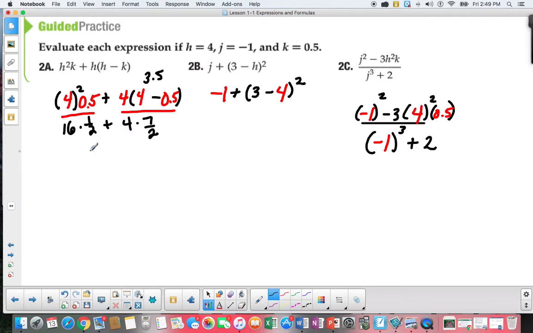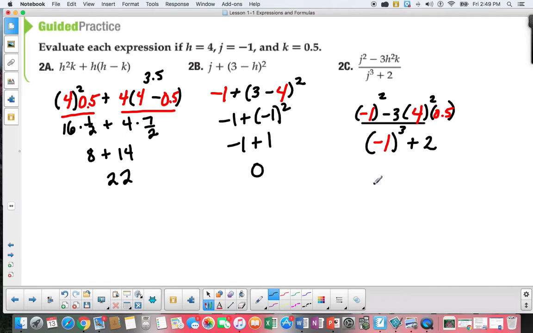Now when I do that, then I know that this is going to be 8, and I know that that is going to be 14. And that way I don't have to pull out my calculator to multiply, and then this will be 22. In this case, I want to do what's inside the parentheses, and when I square that negative number, it's going to be positive, and then the answer is 0.